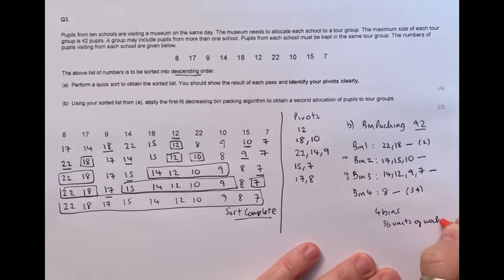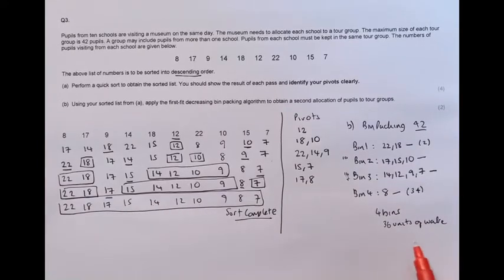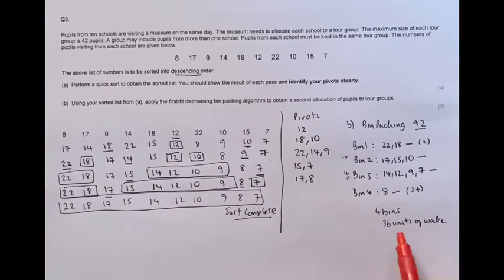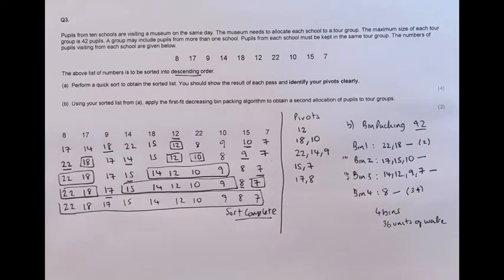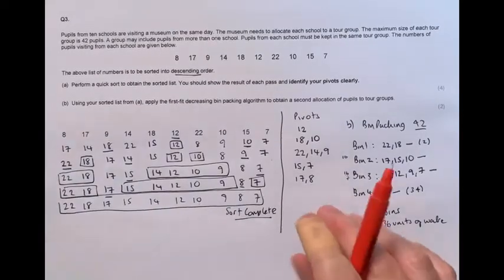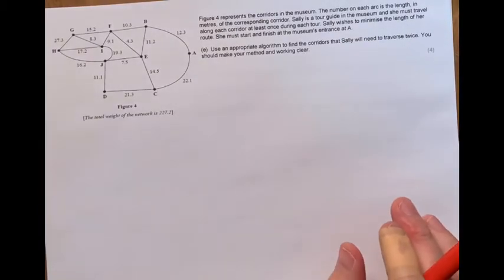Now you might be asked, is your solution unique? One way of showing it's unique is because the total waste is less than the bin size, so you've got an optimal solution. Okay, on to part C, which really is a separate question on route inspection.